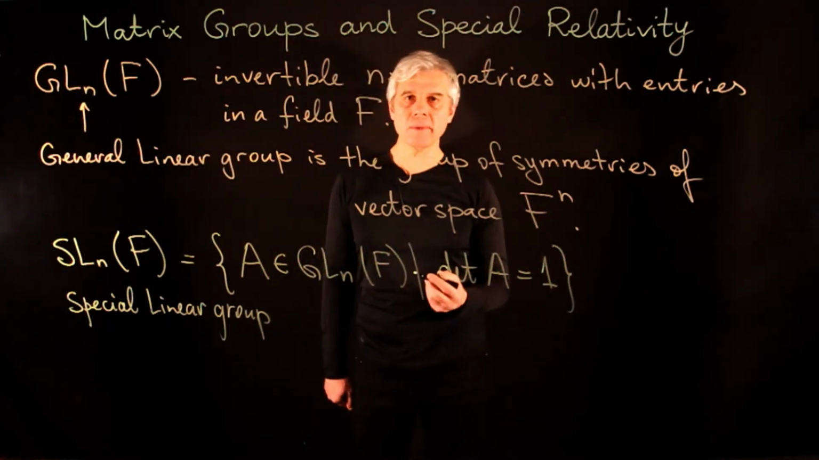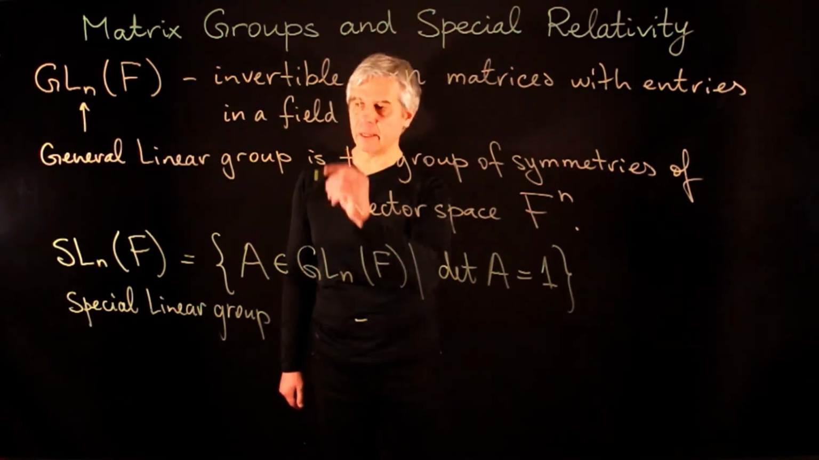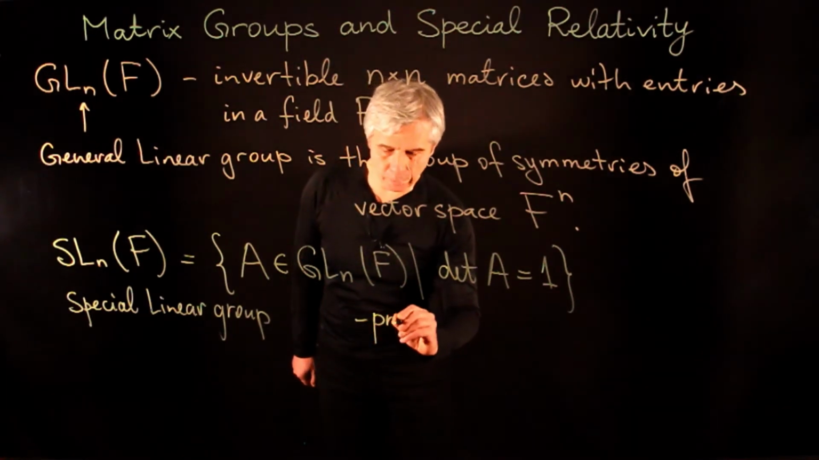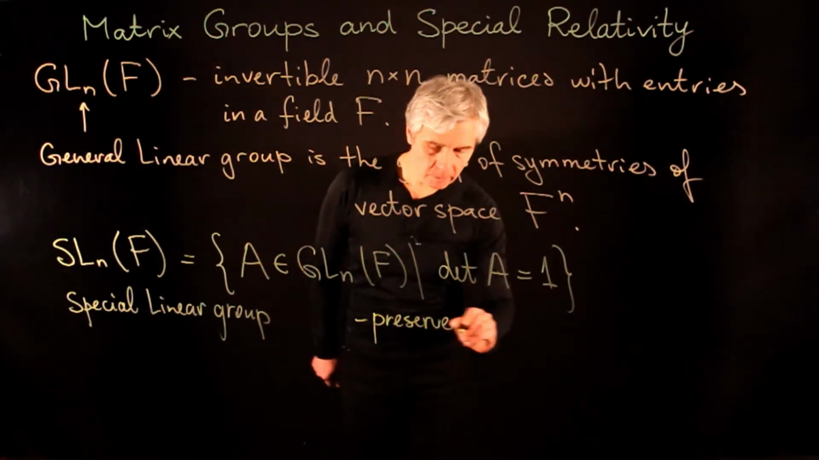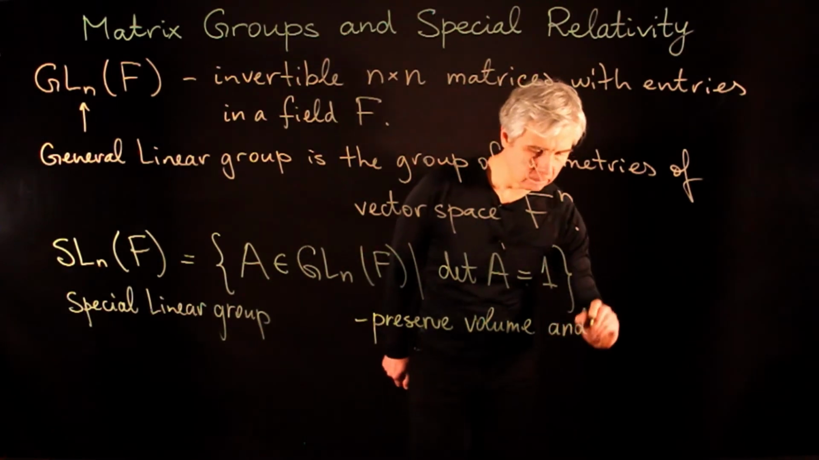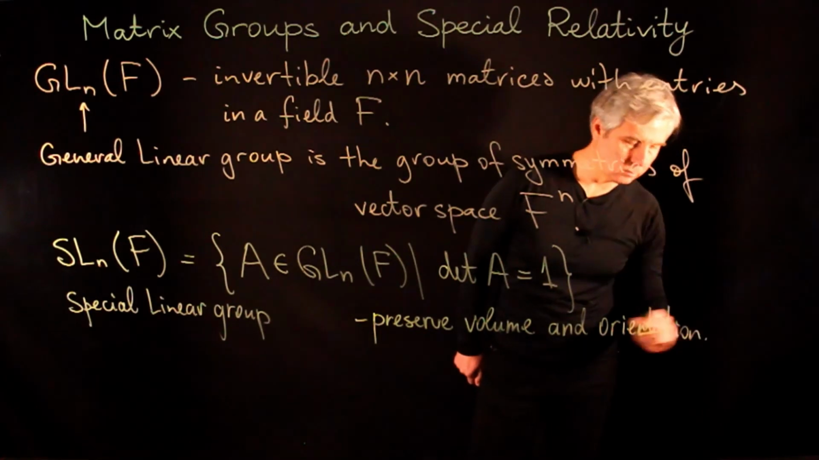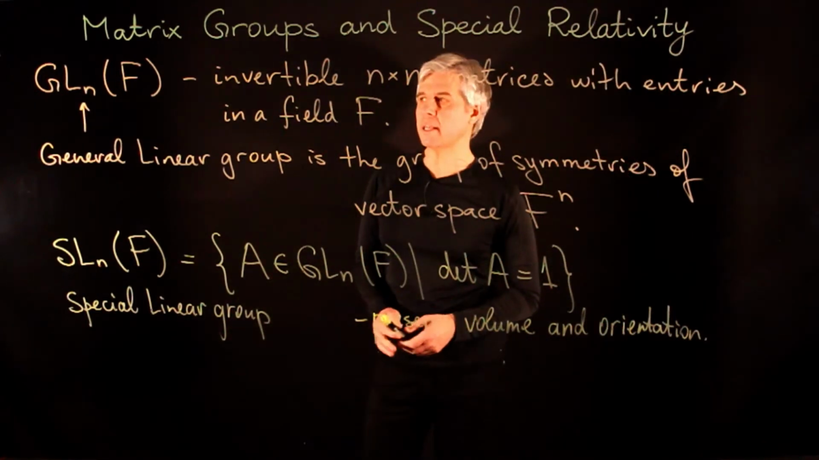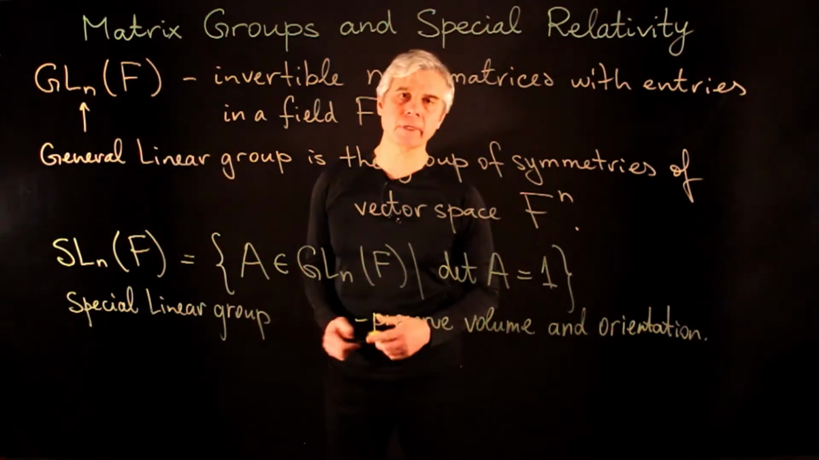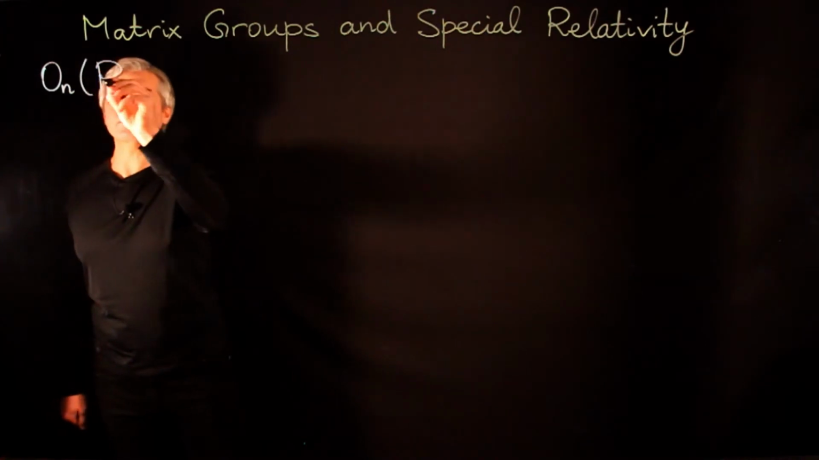In terms of symmetry, elements of the special linear group can be described as linear transformations that preserve volume and orientation. In today's lecture, we will be mostly interested in cases when the field F is either real numbers or complex numbers. The next group that we will discuss today will be the group O_n(R).